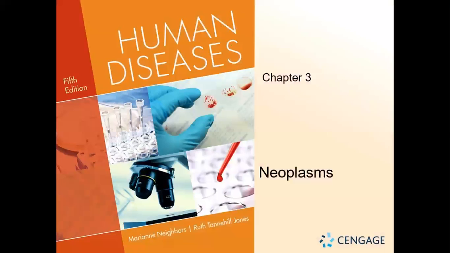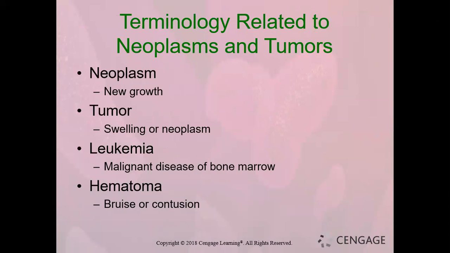All right, this is chapter 3. We're going to talk about neoplasms. I think the chapter mainly talks about cancer, but we'll go through this. Neoplasm, we talked about in the last PowerPoint lecture, is just new growth. A tumor is a swelling or a neoplasm. Leukemia is malignant disease of the bone marrow, and a hematoma is a bruise or a contusion.